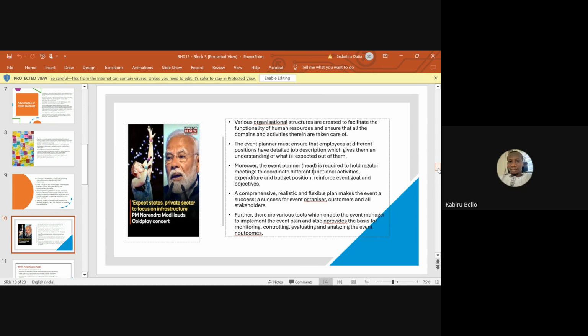Various organizational structures are created to facilitate the functionality of human resources and ensure efficiency, so that all the domains and activities therein are taken care of.